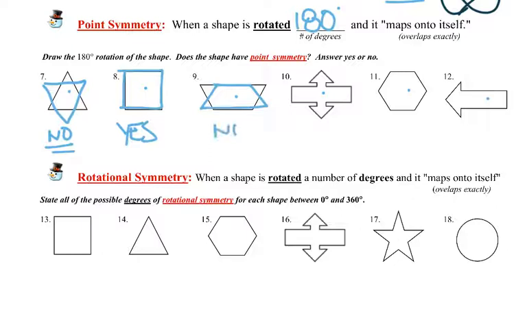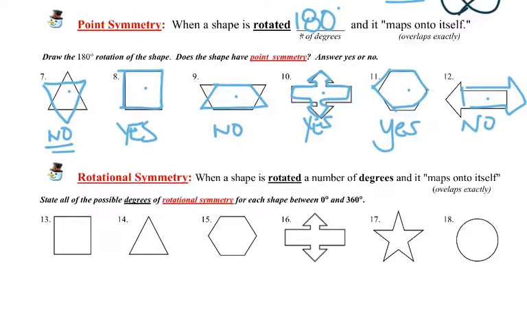And we have to draw the image. What about this funky shape with the 2 arrows? If we turn that upside down, is it the same? Yep, that one is the same. Hexagon? Yep, that's the same. Arrow? It would go the other way. No. So point symmetry is pretty easy. Turn it upside down, is it the same?